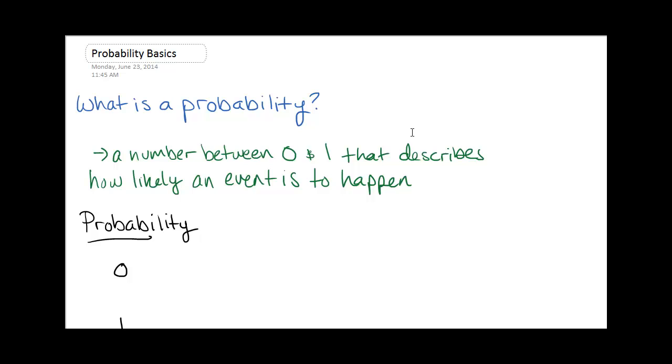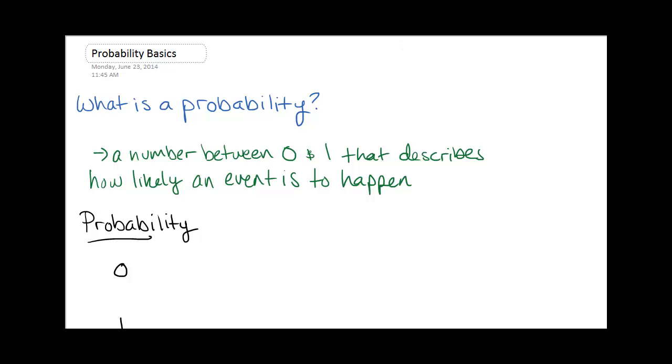In this video, we're going to talk about some of the basics of probability and also what probability has to do with statistics. So to start, what is a probability? In mathematics, probability is any number between 0 and 1 that describes how likely an event is to happen.